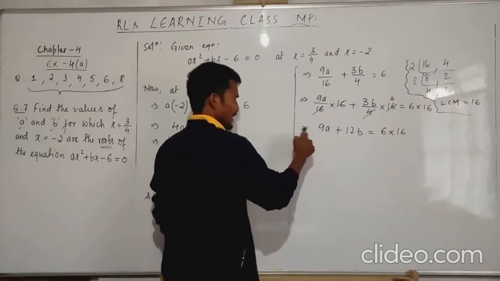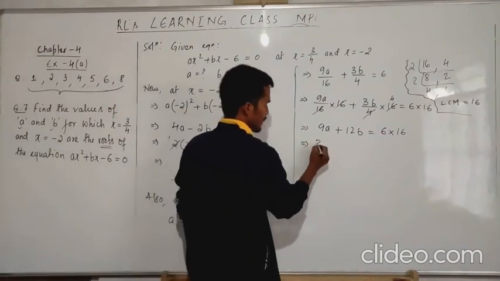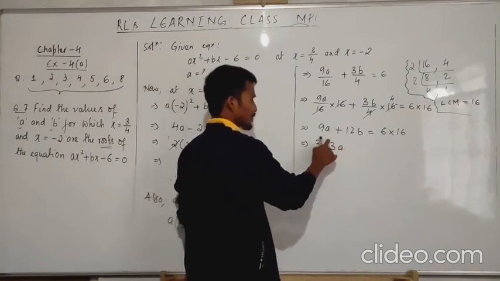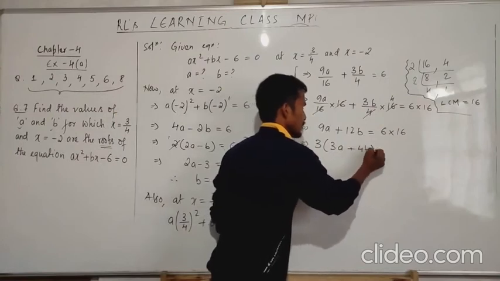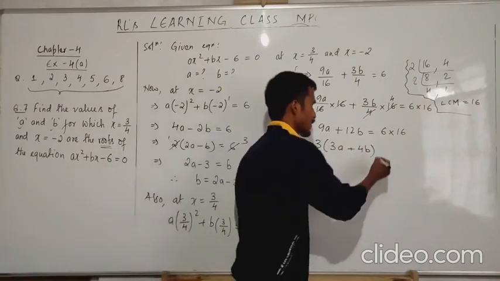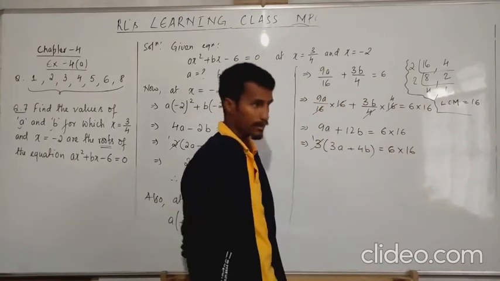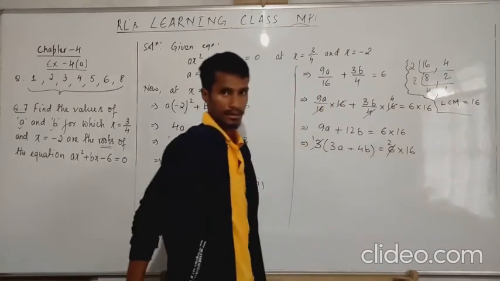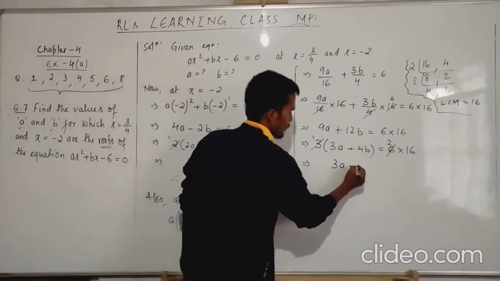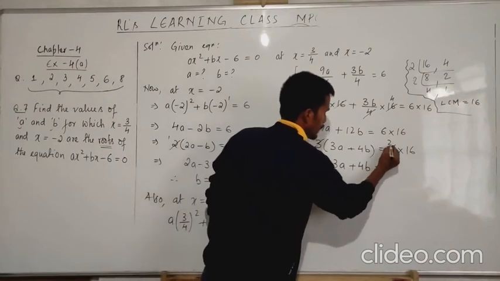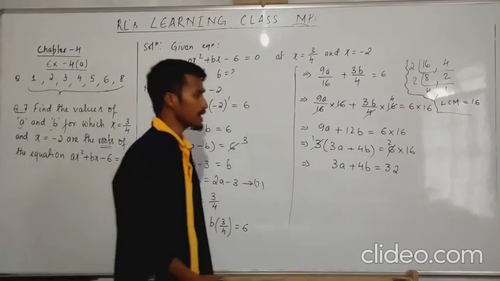Then here we can take something common. What do we have to take common? 3. Now 3 into 3, 9. Then plus 3 into 4, 12. Then we got 6 into 16. Now 3 into 1, 3. Then 3 into 2, 6. Then we got 3a plus 4b is equal to 2 into 16, which will be 32. This would be equation 2.